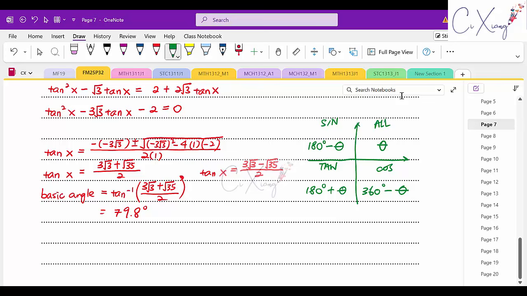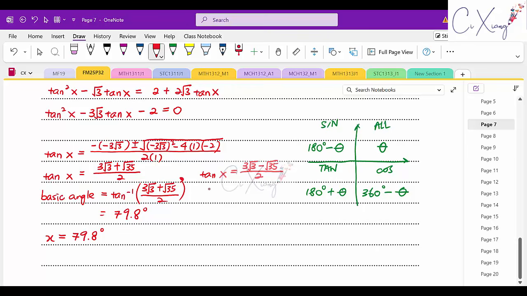Okay, and after that, for this particular equation here, I'm having tangent positive. So for tangent positive, which quadrant will give you tangent positive? So the first quadrant will give you the tangent positive. That means I want to accept the answer from first quadrant, which is the basic angle itself, so 79.8. All right, then after that, in second quadrant, is it tangent positive? No, right? Then in the third quadrant, is it tangent positive? Yes. So I want to accept the answer for this quadrant. So you should take 180 plus basic angle.